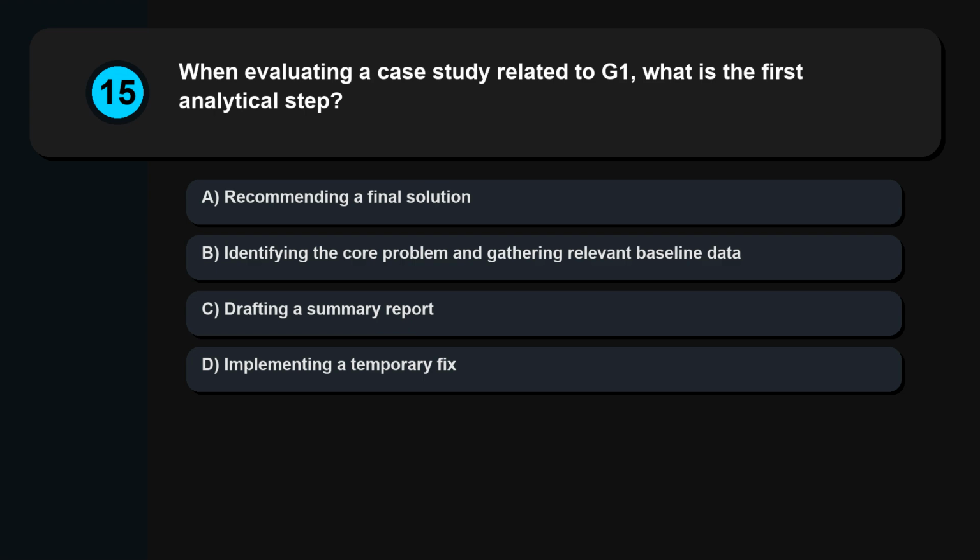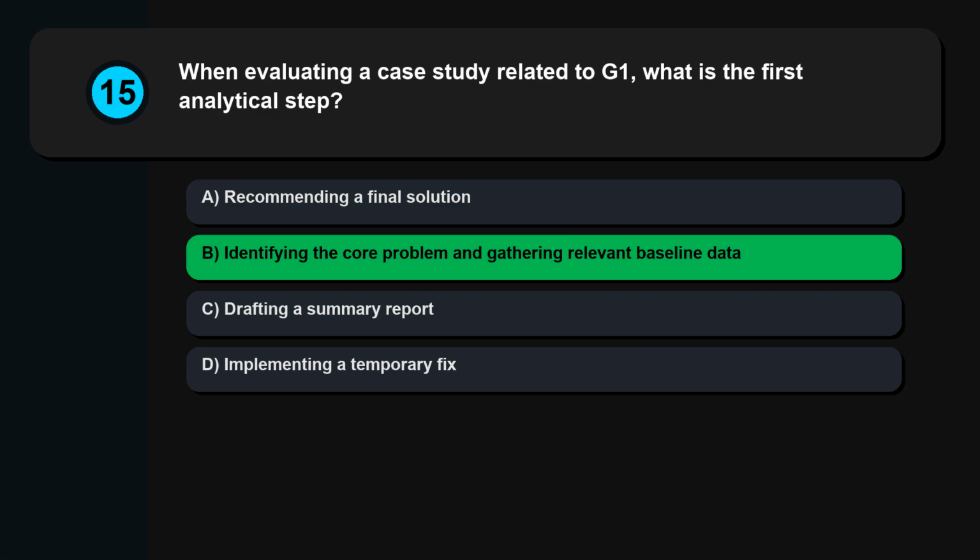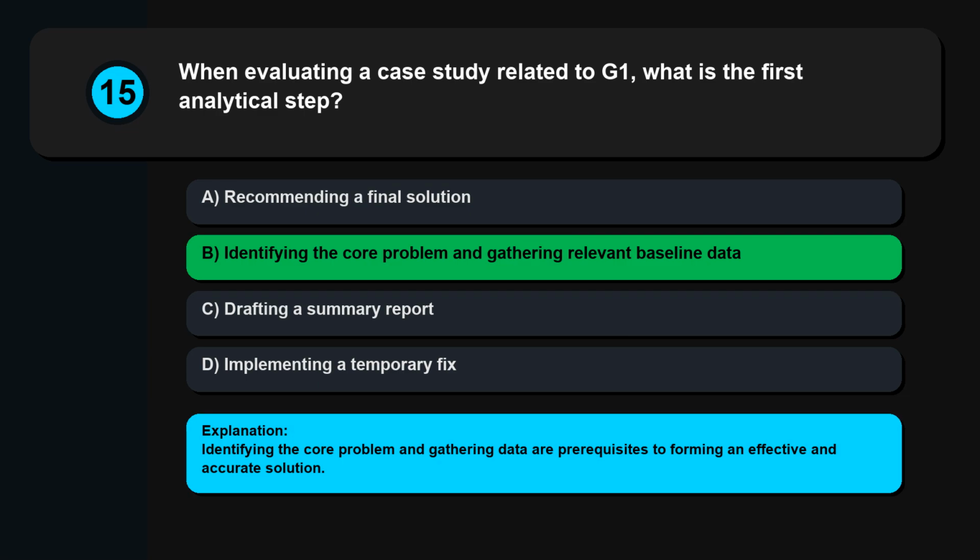Question 15. When evaluating a case study related to G1, what is the first analytical step? Recommending a final solution. Identifying the core problem and gathering relevant baseline data. Drafting a summary report. Implementing a temporary fix. Identifying the core problem and gathering data are prerequisites to forming an effective and accurate solution.